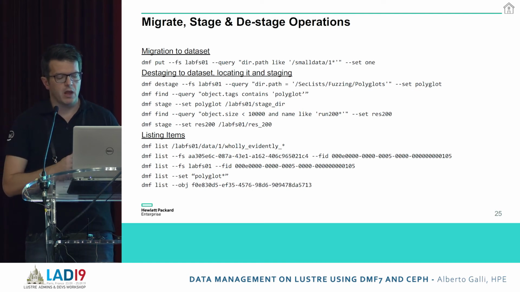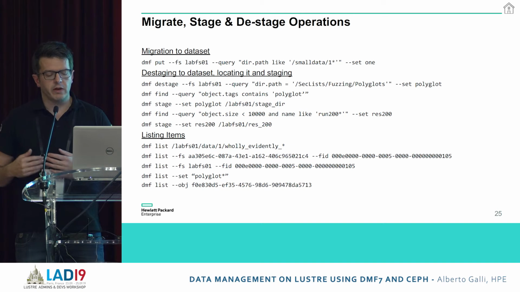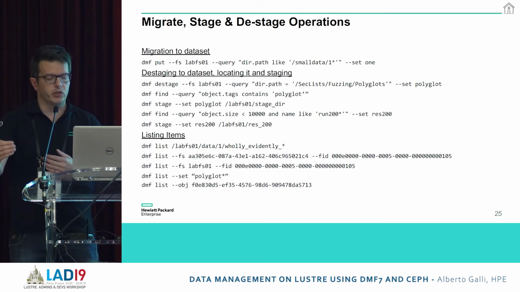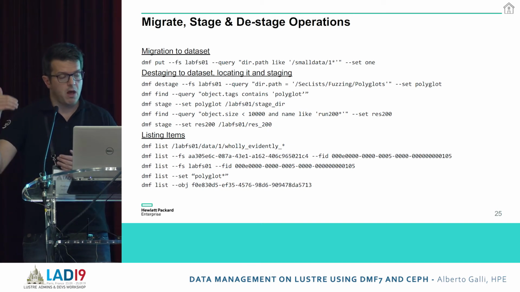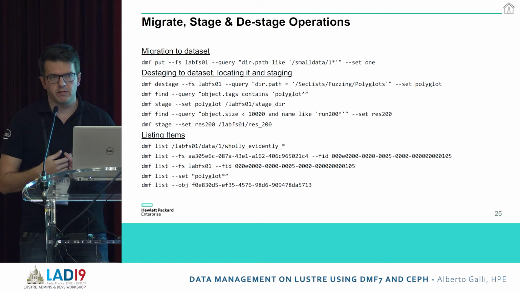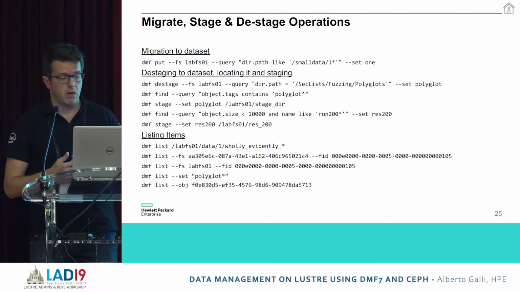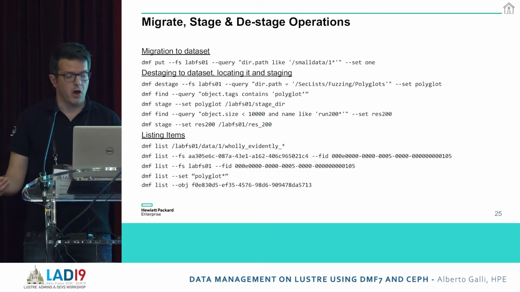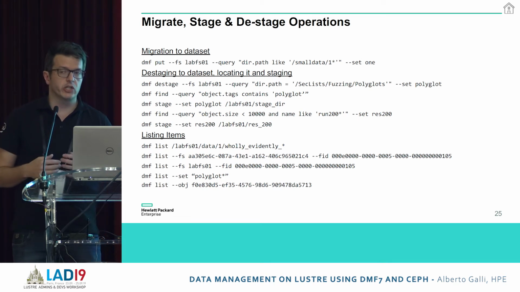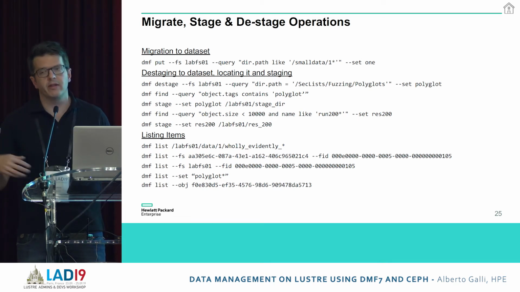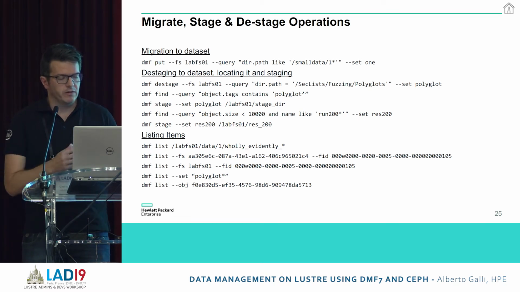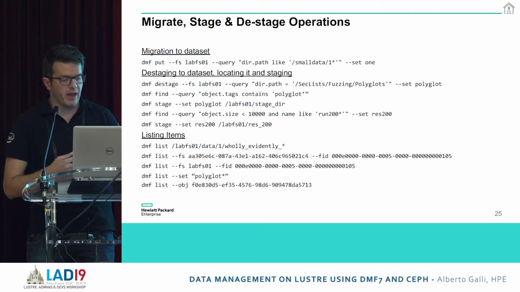Destaging is basically, you do that for a file or a set of files, to push the latest version on the back end and remove the file from the file system. Okay, so the metadata is basically not there anymore. And then you can stage it again at another place or at another file system, as we'll see. So that's a very powerful mechanism that allows you to do many things.